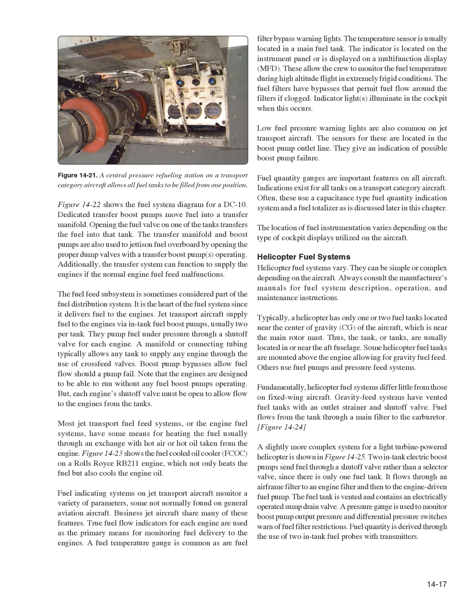Low fuel pressure warning lights are also common on jet transport aircraft. The sensors for these are located in the boost pump outlet line. They give an indication of possible boost pump failure. Fuel quantity gauges are important features on all aircraft. Indications exist for all tanks on a transport category aircraft. Often, these use a capacitance-type fuel quantity indication system and a fuel totalizer, as is discussed later in this chapter.